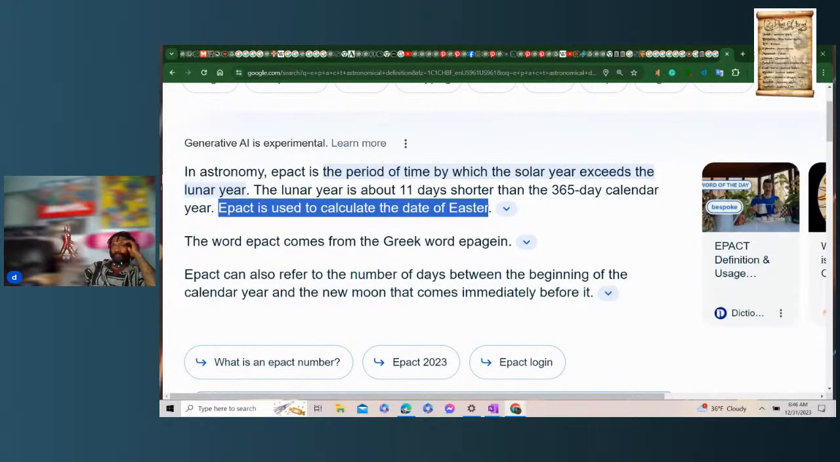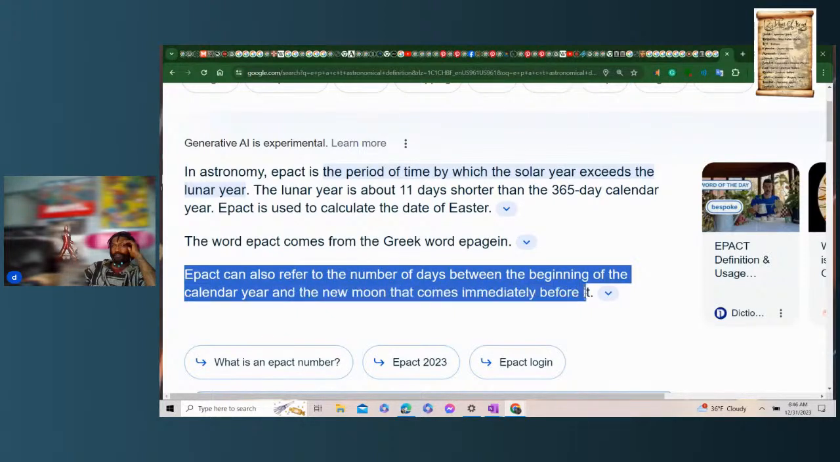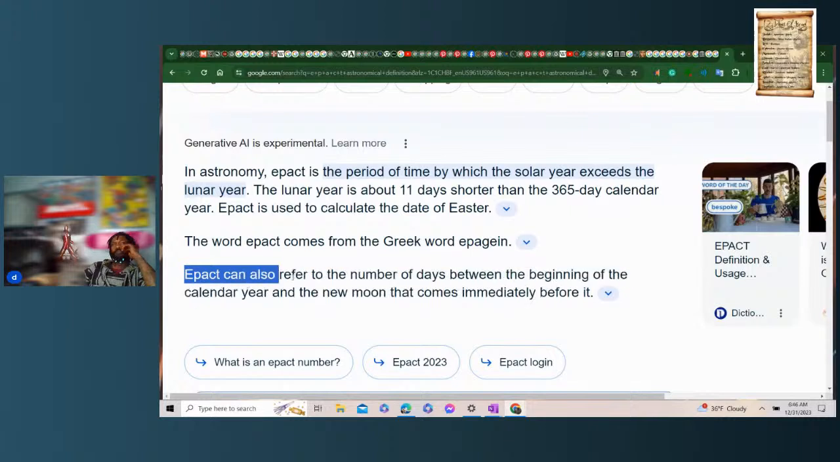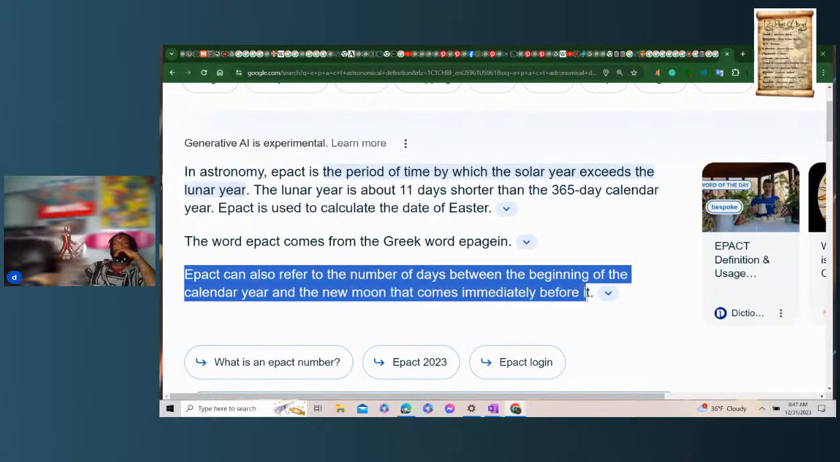The number of days by which the solar year differs from the lunar year. So you've got the year based on the solar, which is the sun, and then you've got the lunar year, which is the moon, and I would also assume stars also, but that could go into the sidereal year, which is constant star to constant star. Could that be in the lunar year also?